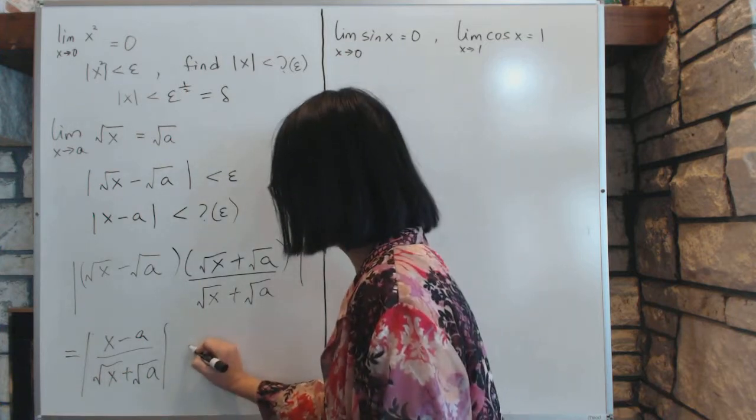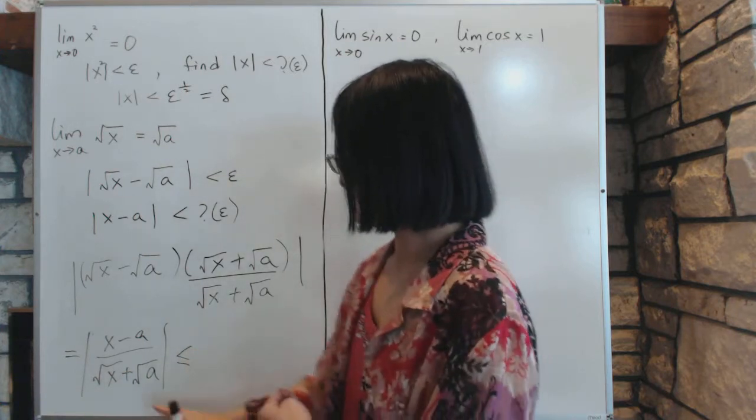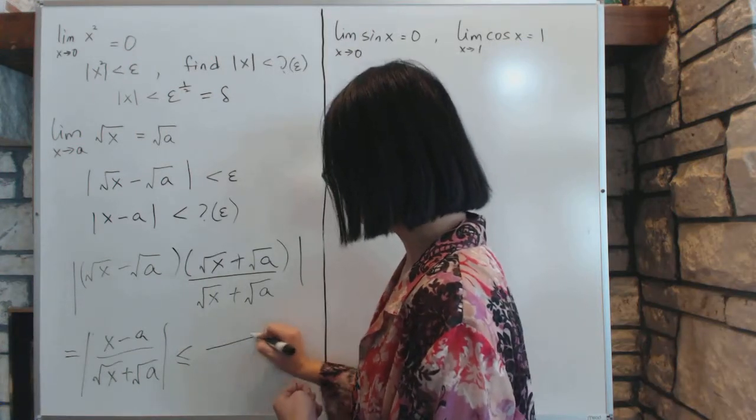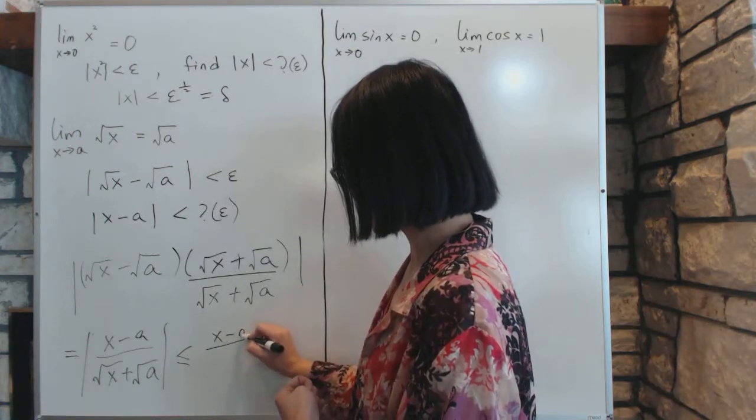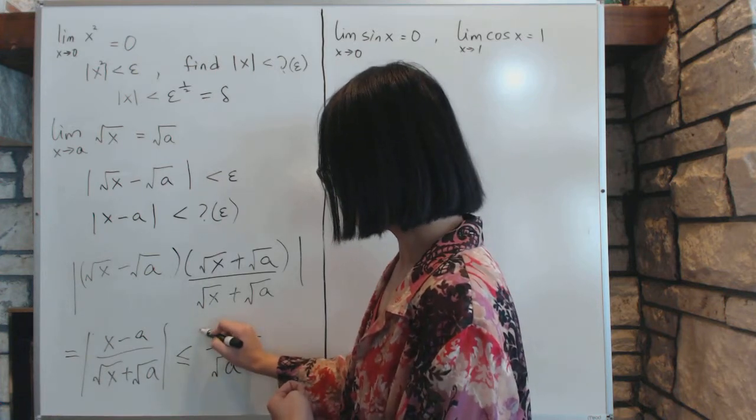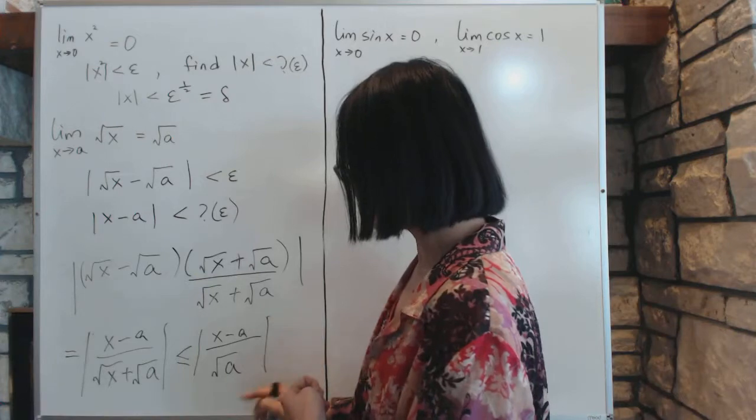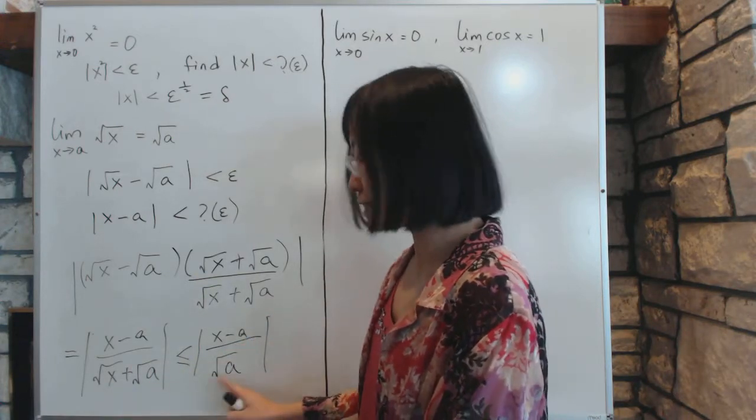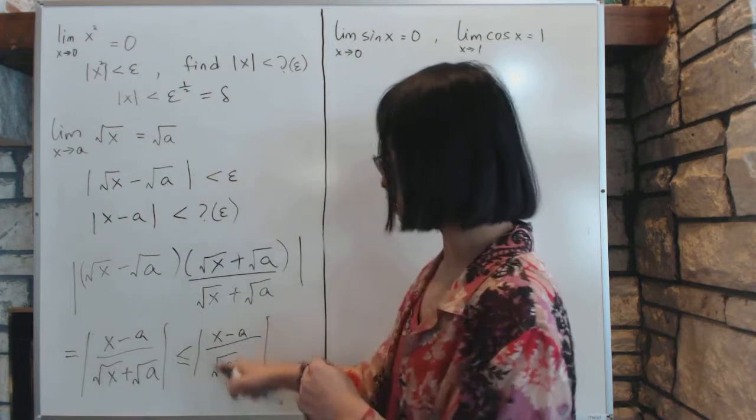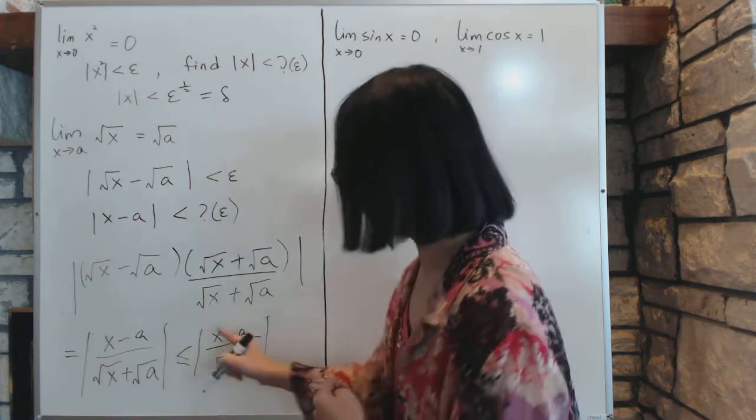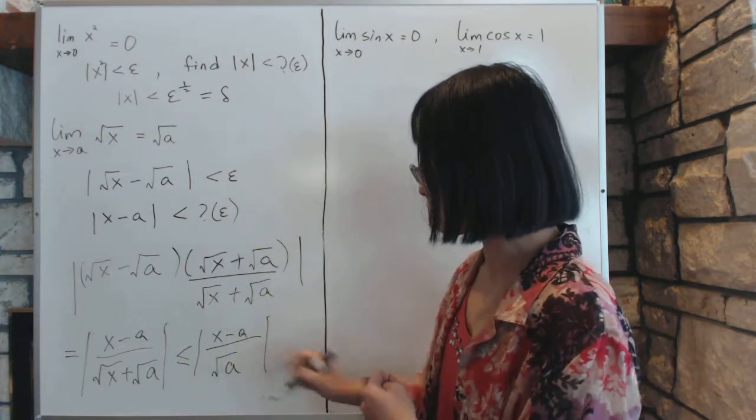So we're going to now pull a trick that says, well, if we reduce the denominator, so we have just x minus a and the square root of a. Remember, a is a constant, okay? So this is going to be true. The reason is because we got rid of the square root of x. So now the denominator is smaller, which means the whole fraction is going to be bigger. All right. So now we have x minus a divided by a constant.